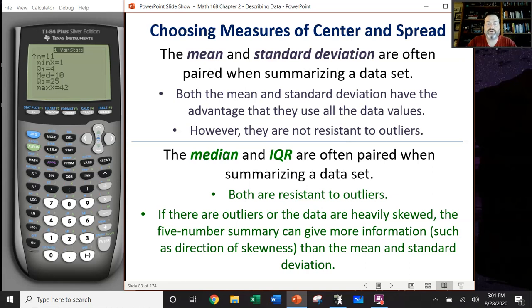If there are outliers or the data are heavily skewed, the 5-number summary can give more information, such as direction of skewness, than the mean and standard deviation. And we saw that here, right? We saw that this is skewed right because this 42 is farther away from the median. So the 5-number summary is very useful. In general, in real-world stats, all of these are used, and anyone trying to learn from data tries to learn something about the data set from any measurement, and by comparing measurements to each other.